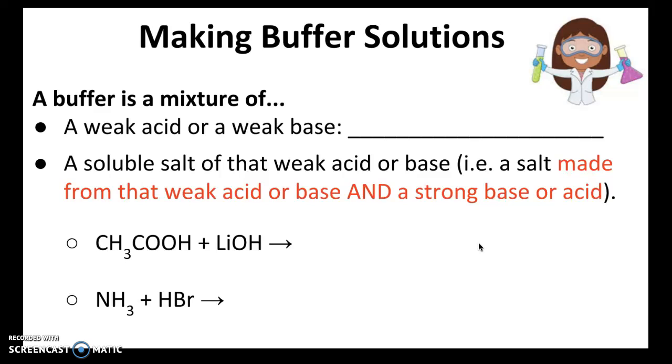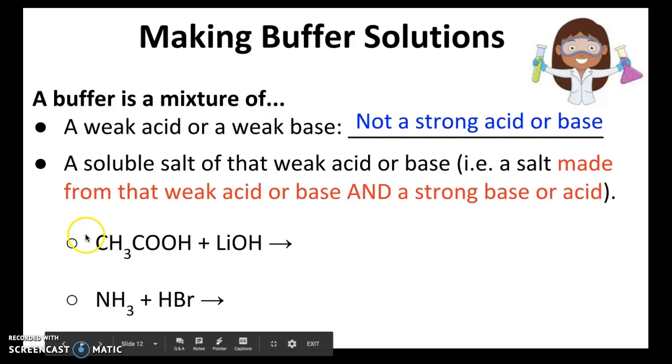Okay, so let's talk about how we make a buffer solution. Making a buffer solution involves mixing a weak acid or a weak base with a soluble salt. When I say soluble salt, what I'm really saying is a salt of the conjugate base or acid, respectively. Let's take a look at what I mean by that. First off, a weak acid or weak base is basically anything that's not a strong acid or strong base. On the next slide, you'll see a list of strong acids and strong bases. If it's not on that list, assume it's weak.